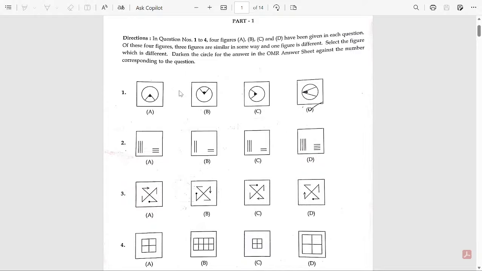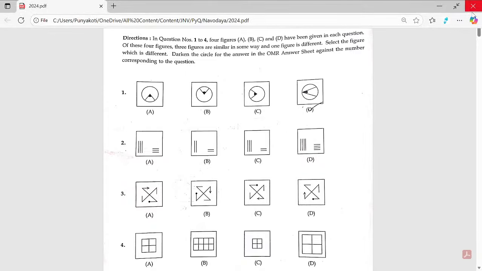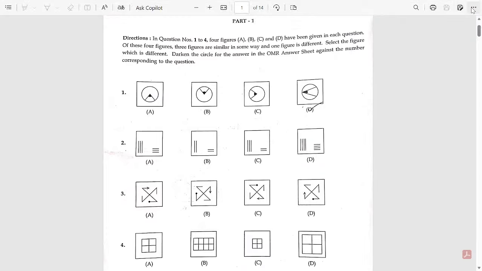Okay students, let us see the answers. For the first question, which is the different one? These are very easy. For the first question, the answer is option D, because the triangle is on the end of the circle in the others, but here it is at the center of the circle. So for the first one, D is the answer.